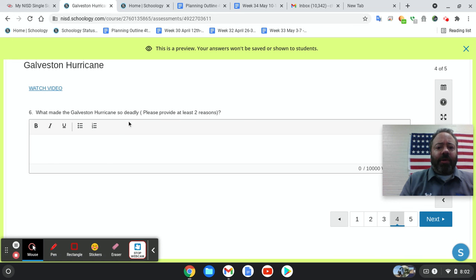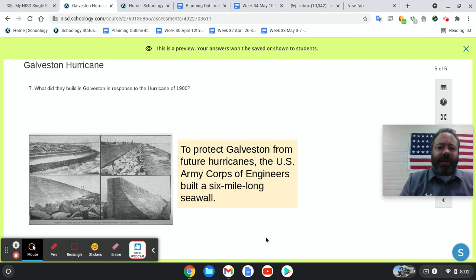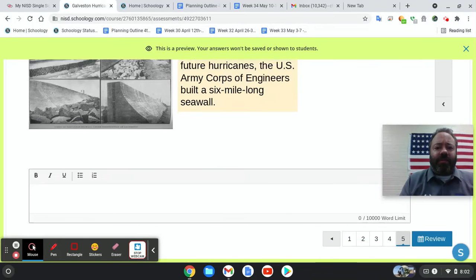What made the Galveston hurricane so deadly? Please provide at least two reasons. And then finally, what did they build in Galveston in response to the hurricane of 1900?